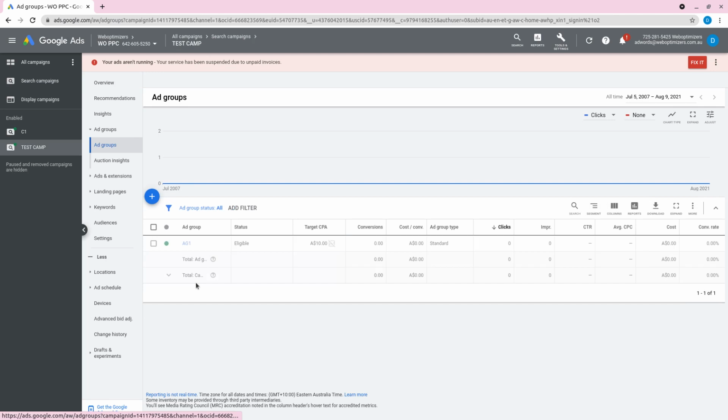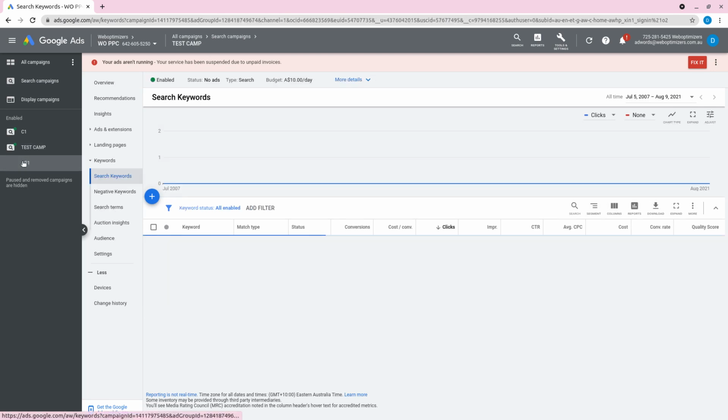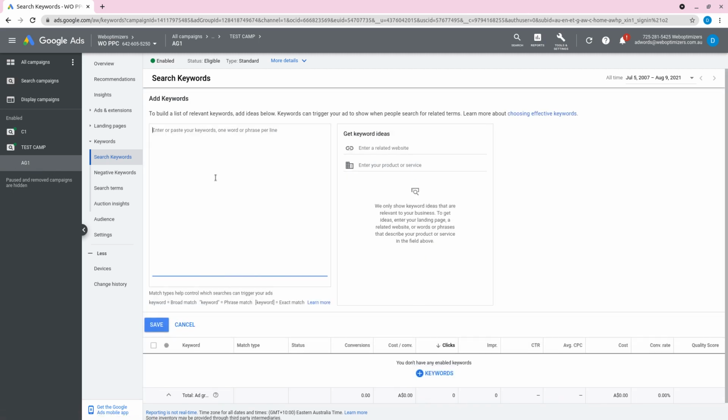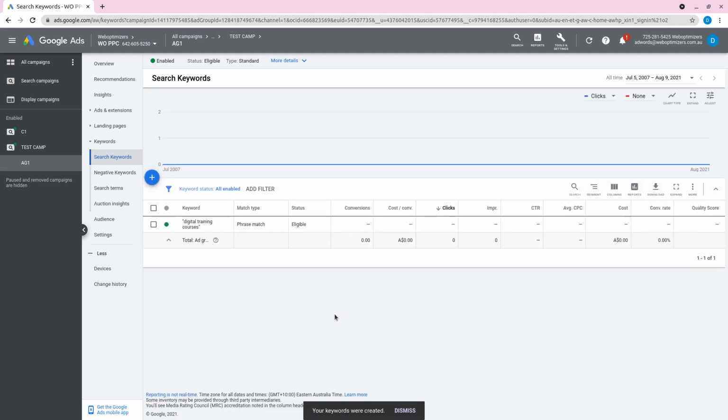So you've got your test campaign here, which has one ad group and it has no keywords. When you set up your ad group, you only set it up with one keyword. So digital training courses as my one keyword, and I'm going to do that as a phrase match. I'm going to go ahead and save.